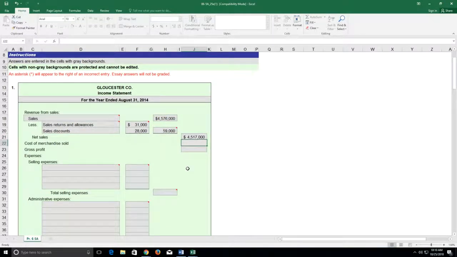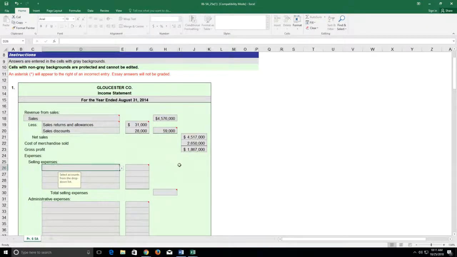And then we're going to subtract our cost of merchandise sold to track our expenses, which was $2,650,000. The difference between our net sales and cost of merchandise sold is gross profit, and that's on your final exam. That question is, how do you calculate gross profit?